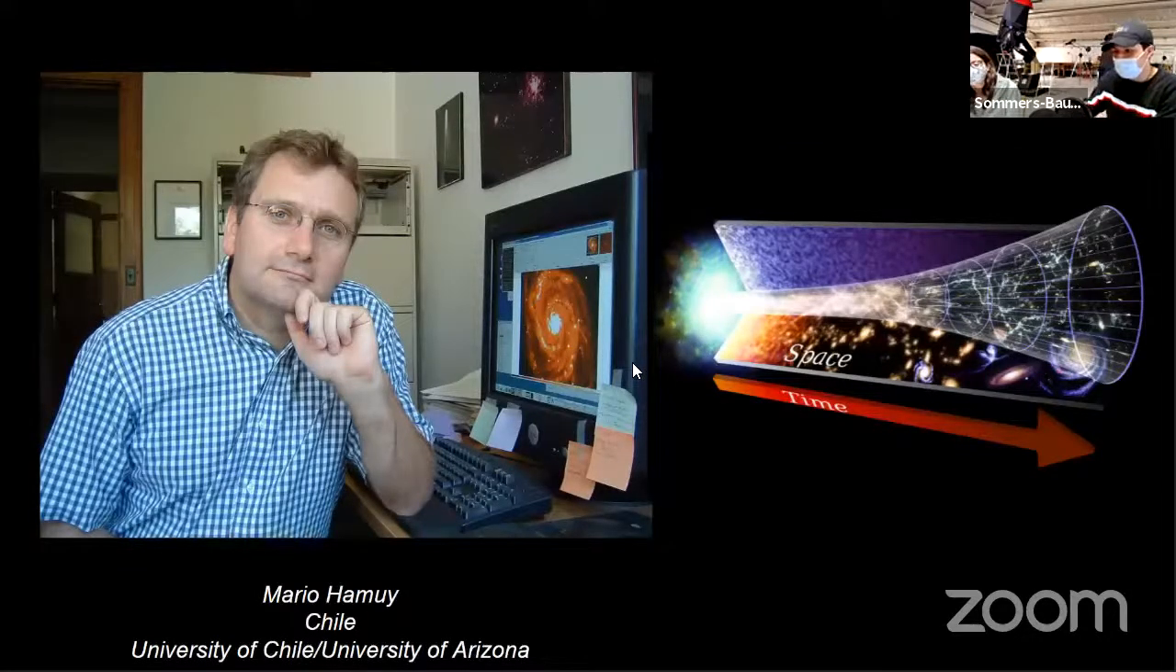And this scientist is named Mario Hamuy. He's a Chilean astronomer who specializes in the study of supernovas, and he created a catalog of supernovas. What he did is he studied the changing luminosity of supernovas, and supernovas change in luminosity so quickly. You could actually look at the changing luminosity.